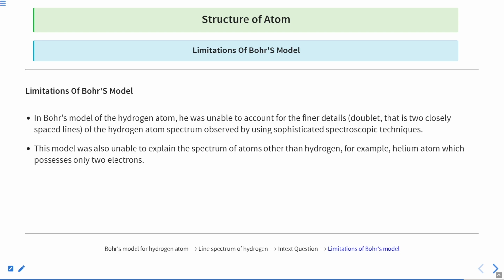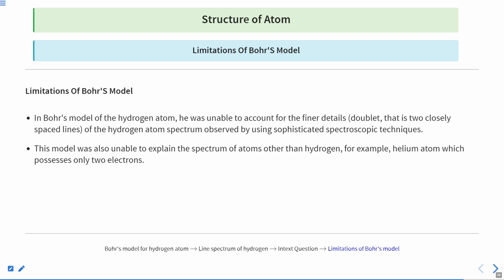Clear? Okay, so coming back to the limitations. These things are very important for you. The limitation is that very deep knowledge is required to satisfy this limitation. So I will not go into how these limitations can be removed. I will just tell you the limitation.